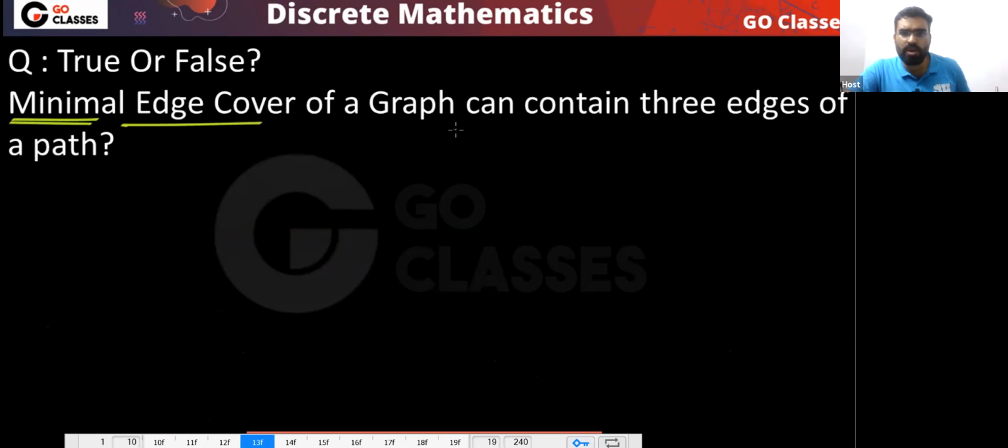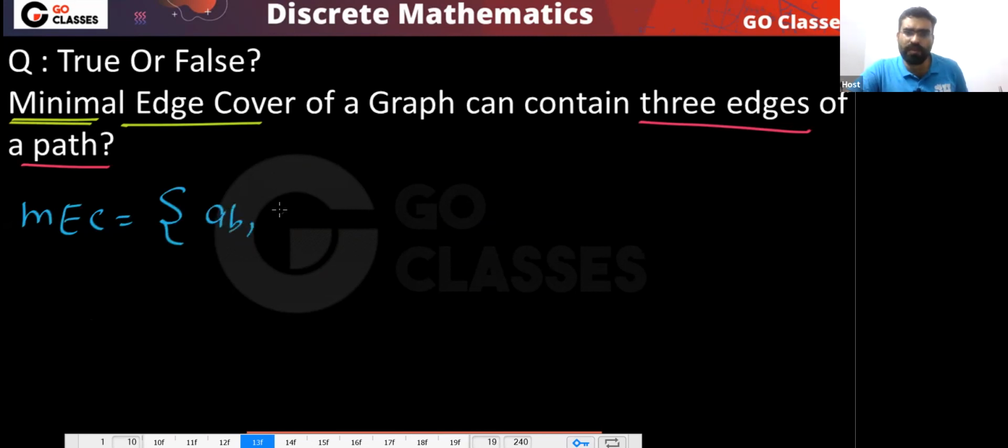Minimal edge cover of a graph can contain three edges of a path. Is this statement true or false? So your minimal edge cover, can it contain three edges of a path? Three edges of a path means, for example, AB, BC, CD. I am talking about a path here. Is it possible that you can contain three edges of a path?